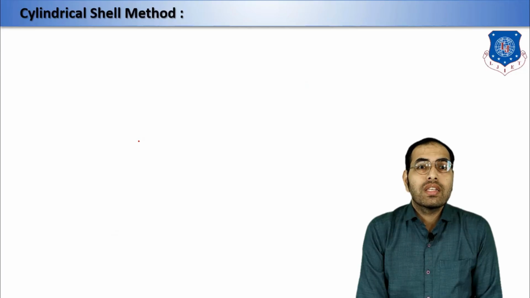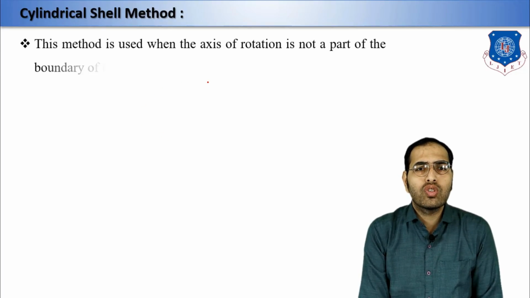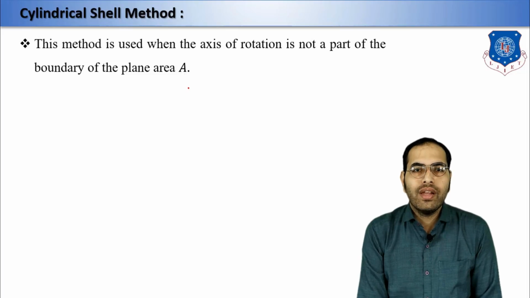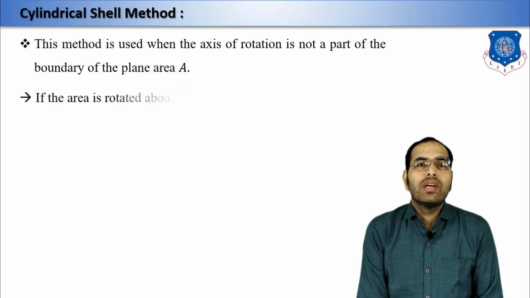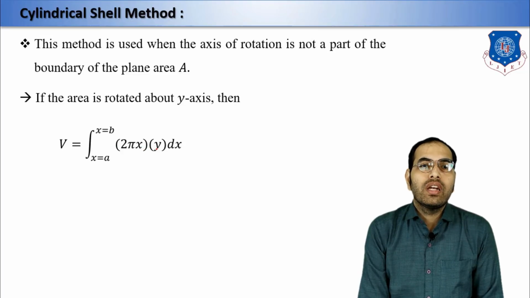Let's see another one, the cylindrical shell method. This method is used when the axis of rotation is not a part of the boundaries of the plane area capital A. Meaning if the area is rotated about the y-axis, then volume V equals integral x equals a to b of 2 pi r into h dx.